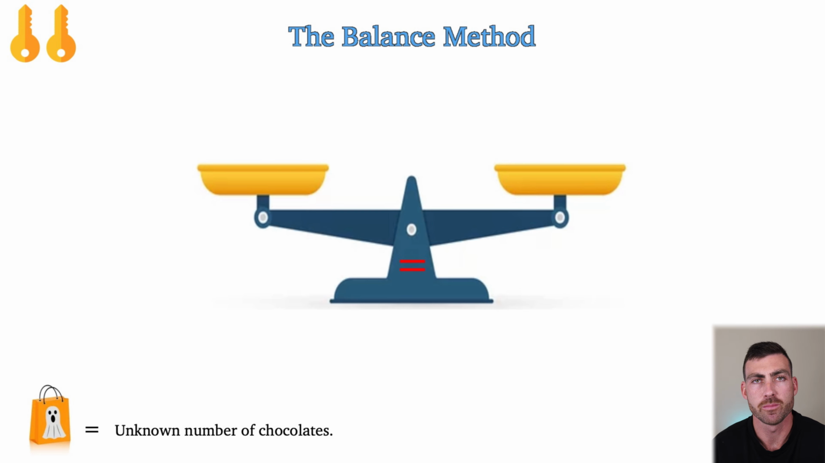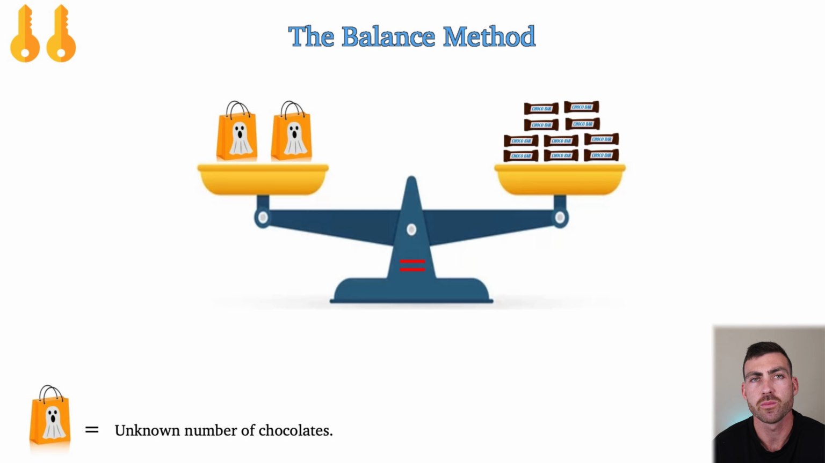Let's try another example. On the left-hand side we have 2 chocolate bags. On the right-hand side we have 10 chocolates. Let's translate that into algebra. We can use the variable b to represent the unknown number of chocolates in one bag. And since we have 2 lots of the bag, we can write this as 2b, which equals 10 chocolates. So the equation is 2b equals 10.